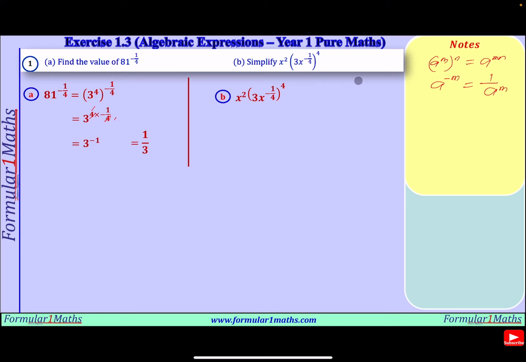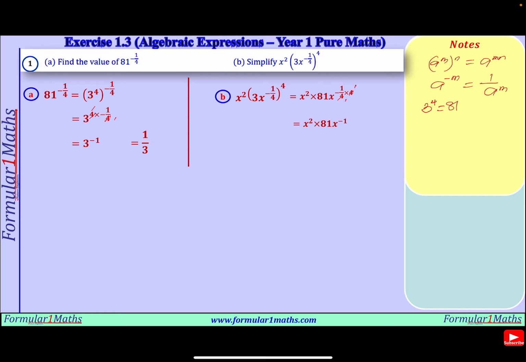For b, let's simplify what is in the brackets here. So here, the 3 will be raised to the power 4. So the 3 raised to the power 4 will be 81. And then we use this rule again to simplify x to the power minus quarter, all of that raised to the power 4. And then we're going to get something like that. So now we can cancel 4 into 4, 1, 4 into 4, 1, and so I will be left with x to the power minus 1.